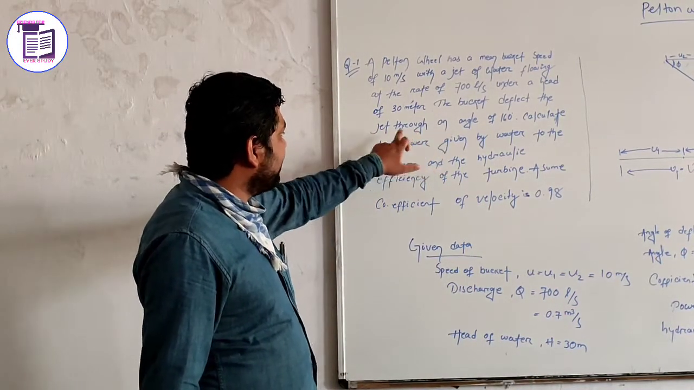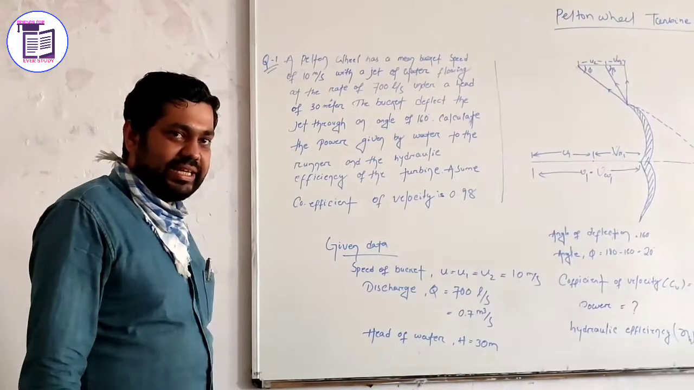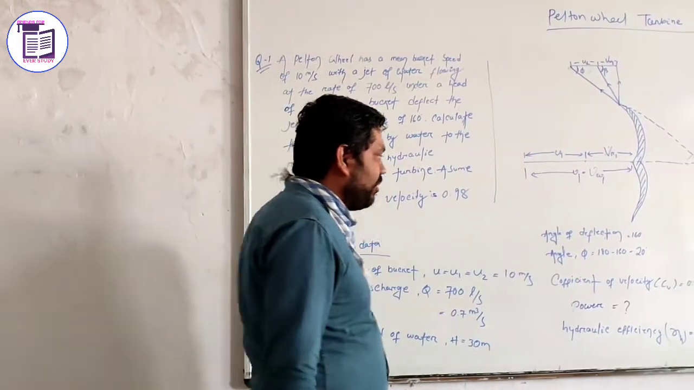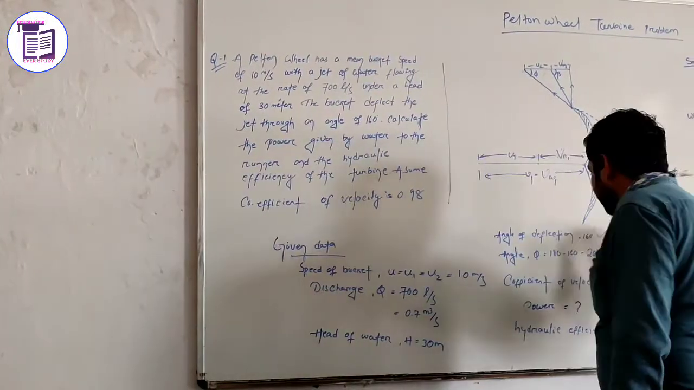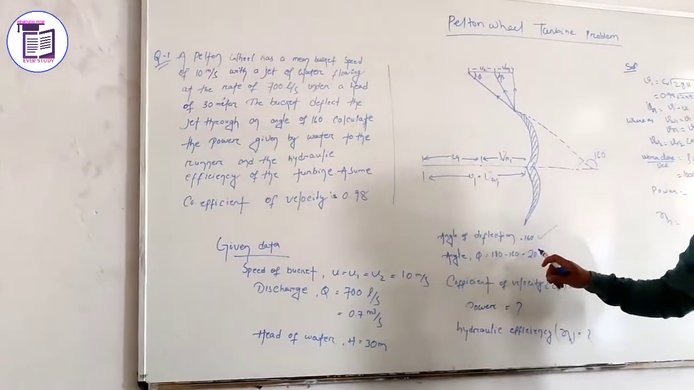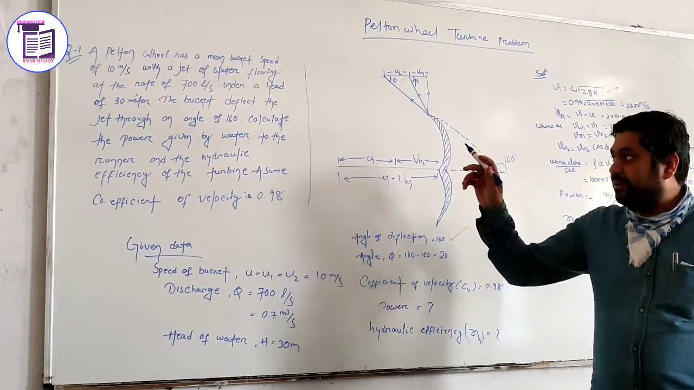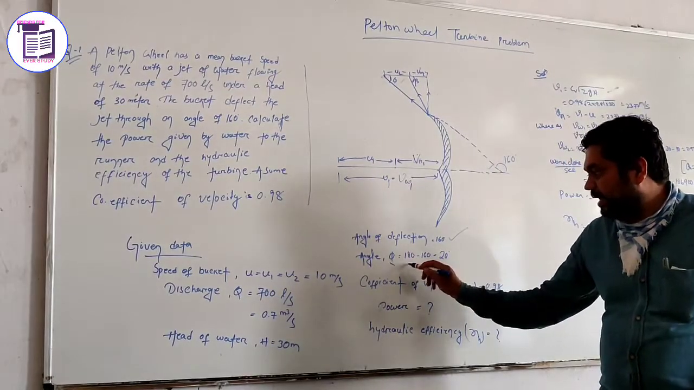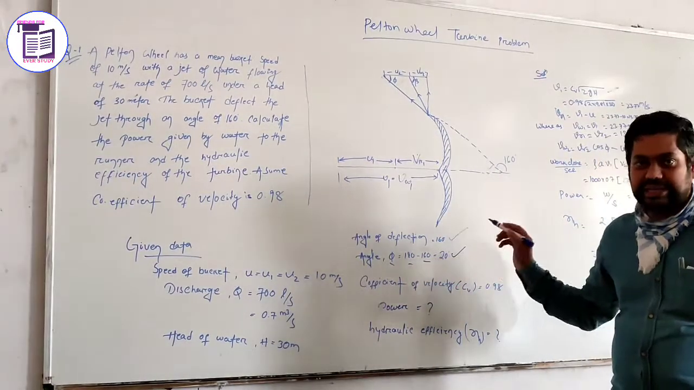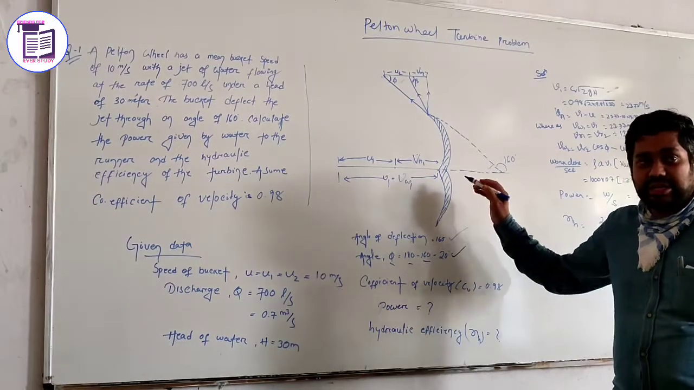The bucket deflects the jet through an angle of 160 degree. The deflection angle given here is 160 degree. Then you have to find the angle of blade at VR2, that is phi, which is 180 minus 160, that is 20 degree. So this will be shown in your figure.